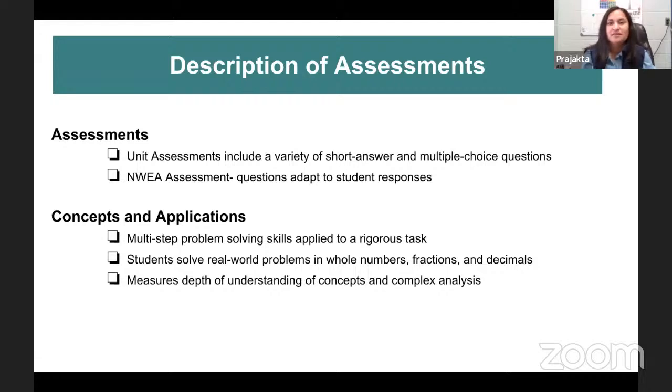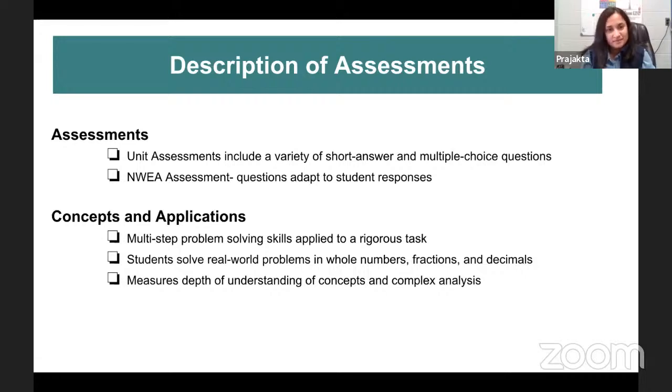They're question types that they've seen in their day-to-day work. They also perform on NWEA, which is a standardized assessment that's adaptive. That is also familiar to students since they've been taking that assessment the last several years.